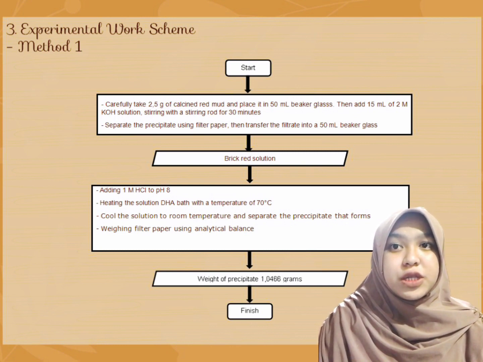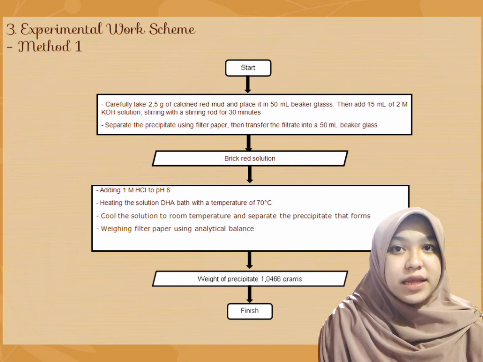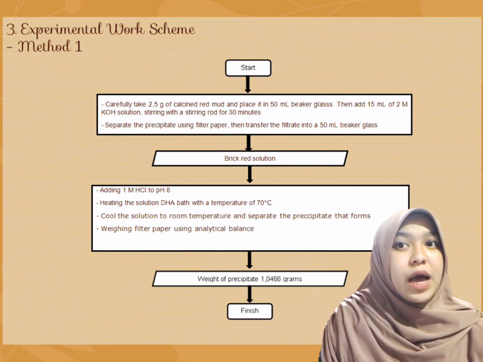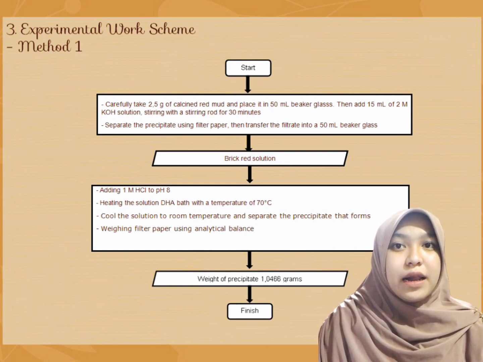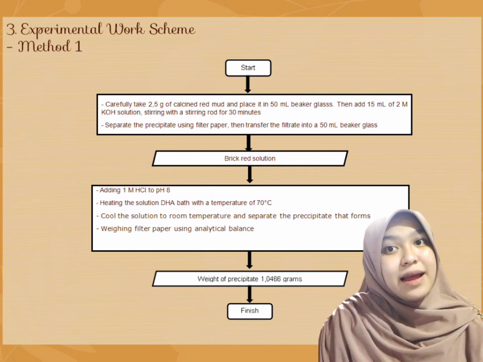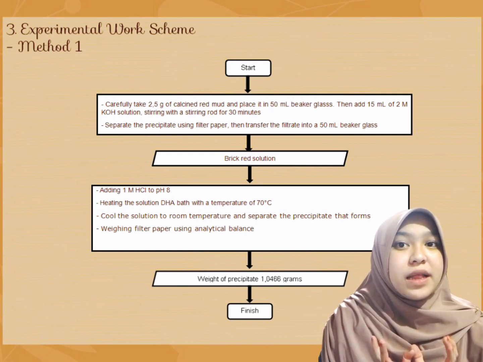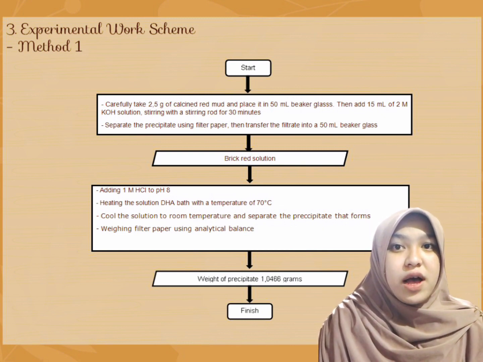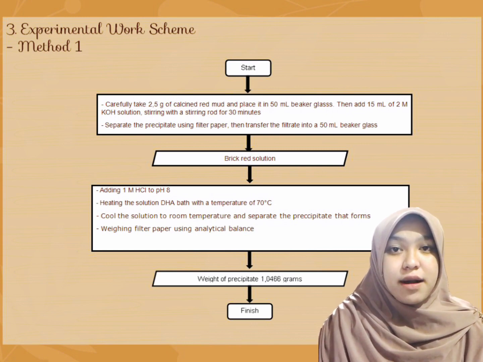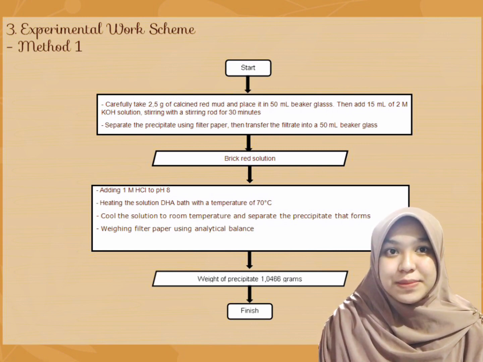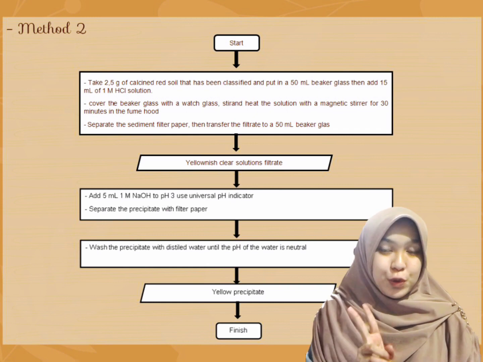Cool the solution to room temperature, then separate the precipitate that forms, and then weigh the filter paper using an analytical balance, and then weigh the precipitate: 0.1466 grams. And finish. Next, method 2.